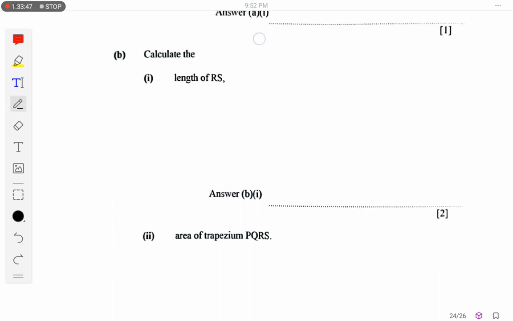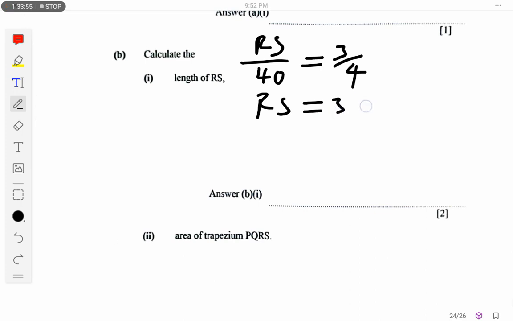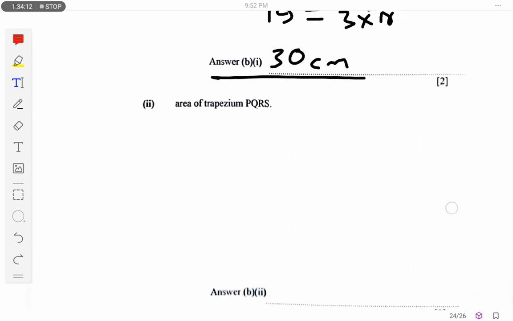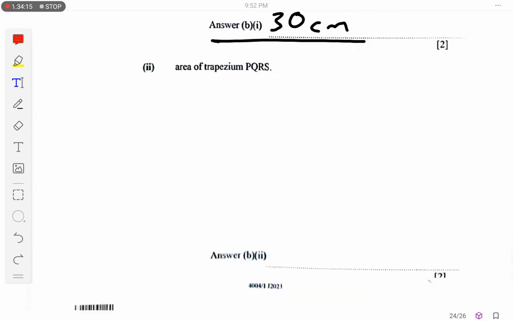So we are saying RS over 40 is equal to 3 over 4. Let's get our RS. RS is going to be equal to 3 times 40 over 4. So 4 here, 4 here, 1, 0. So it's 3 times 10. That's our RS. So it's going to be 30 centimeters. We are done. Let's find the area of the trapezium.